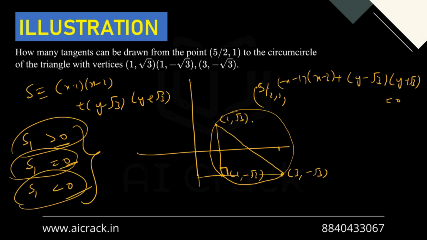Now, if the point is actually outside, so basically if S1 comes out to be greater than 0, in that case we'll have two tangents. If it is on the circle, if it comes equal to 0, that means we have just one tangent. If it is less than 0, in that case we don't have any tangent from that point to the circle.